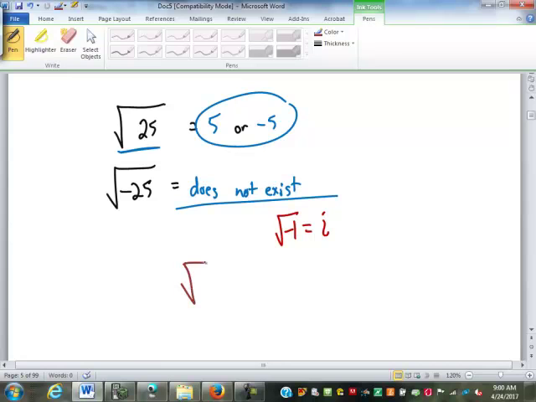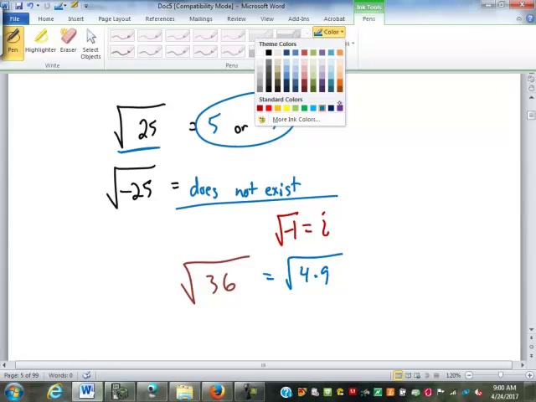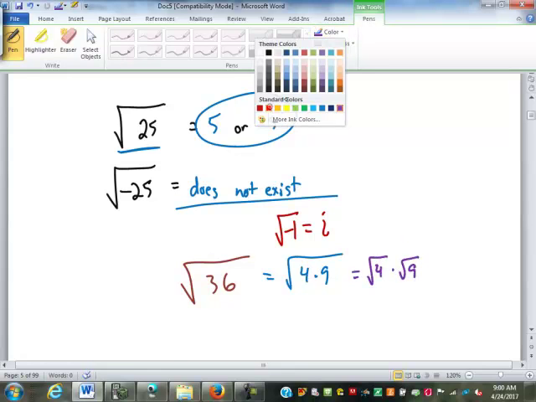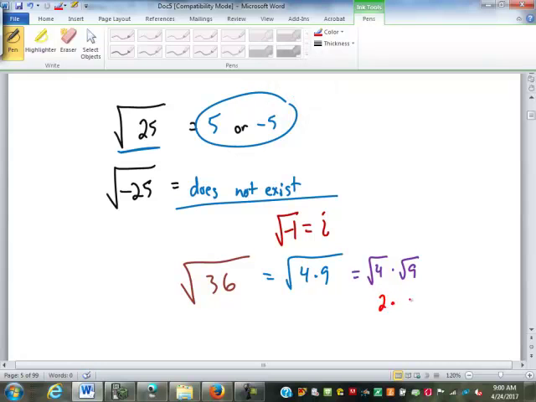If I have something like the square root of 36, I can split that up. 36 is 4 times 9, correct? So I can split that up into the square root of 4 times the square root of 9. What's the square root of 4? 2, and what's the square root of 9? 3. That multiplies to make 6. Well, the square root of 36, we all know, is 6. So that works.